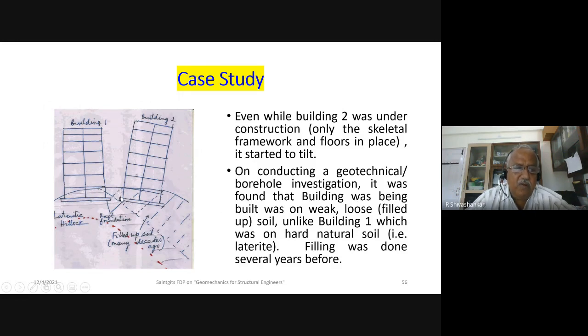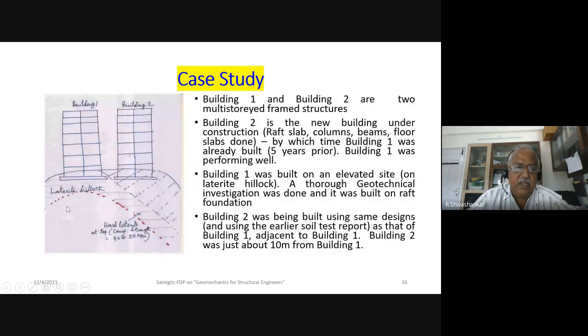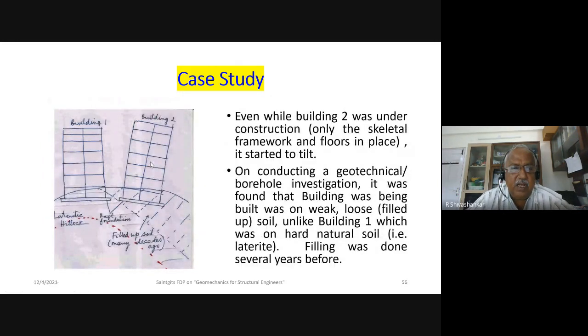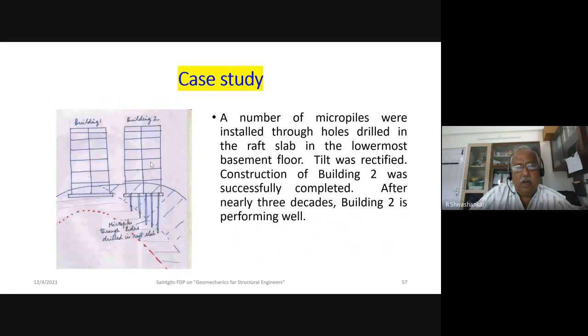When they tried to investigate, they found that the original first building was resting on hard soil, whereas the second building was resting on filled up ground. This filling was done many decades ago, so you can't know. It was not properly compacted. They had assumed the second building was resting on similar soil, being an identical building. So it started to tilt, and they had to do a lot of post-mortem work.